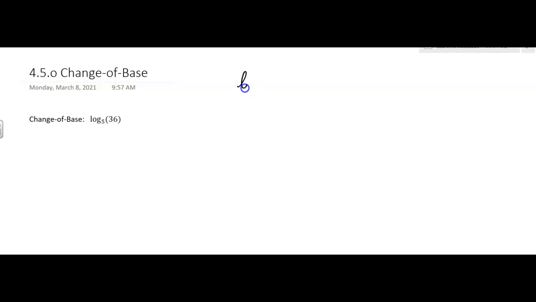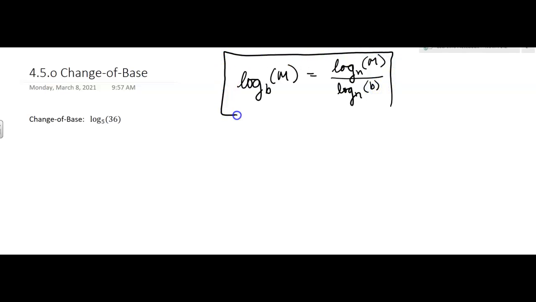If you have log base b of m, you can change that to any base you want, and here's how it looks. Log base, whatever base you pick, n of m over log base n of b. You have to be the same. It has to be the same base in the numerator and denominator. Okay, so that's the change of base property.